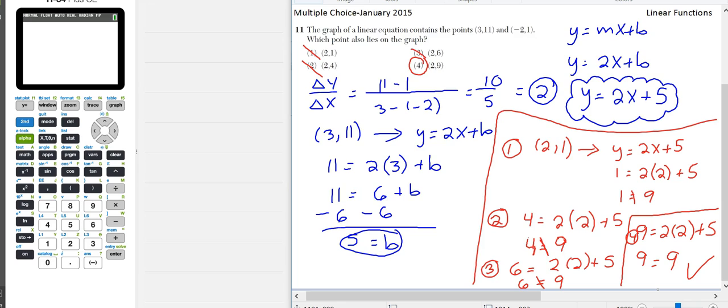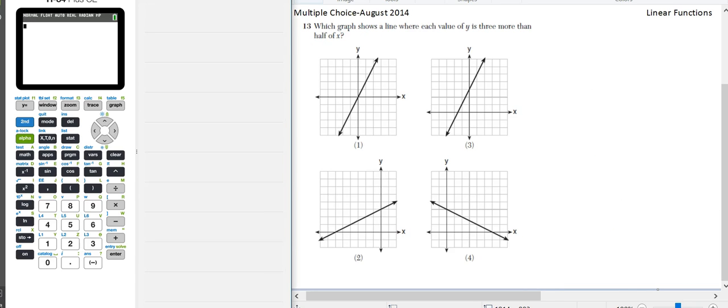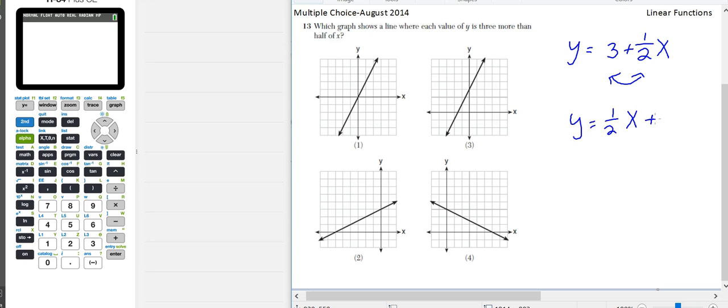Let's look at another problem. This is question 13 from the August 2014 Regents. Which graph shows a line where each value of y is 3 more than half of x? So let's write an equation for this line. For this line, it would be for each y is 3 more than 1/2 of x. So let's put this in y equals mx plus b form just by switching these two values. y is equal to 1/2 x plus 3.